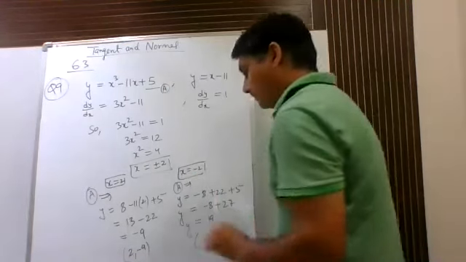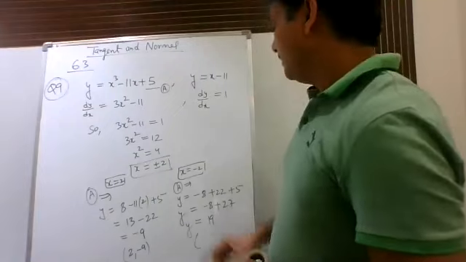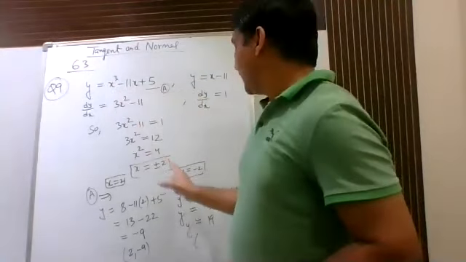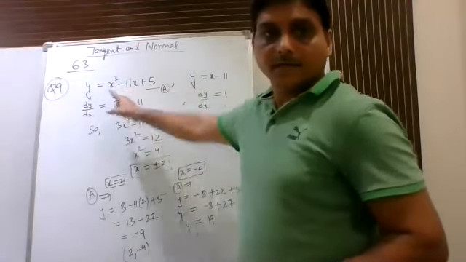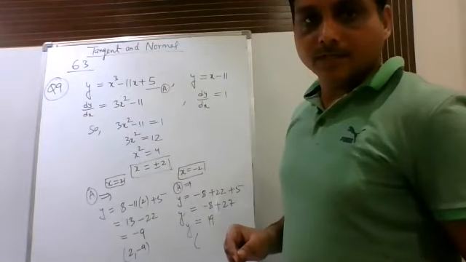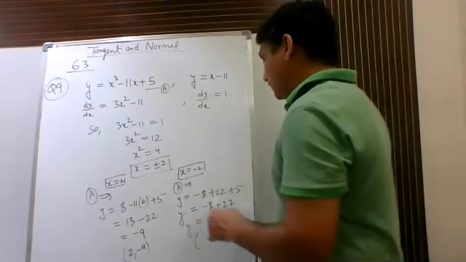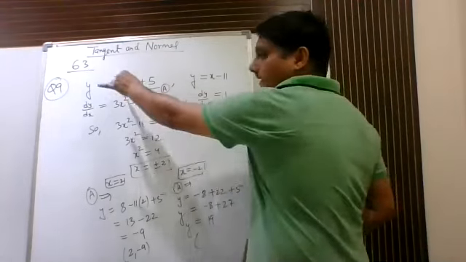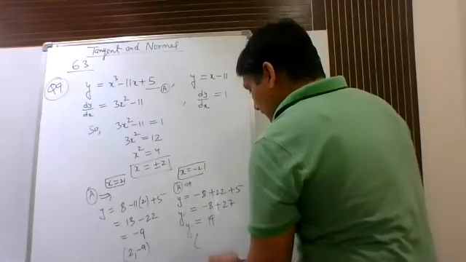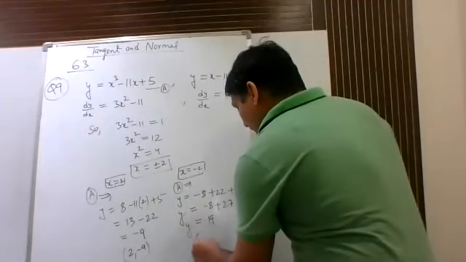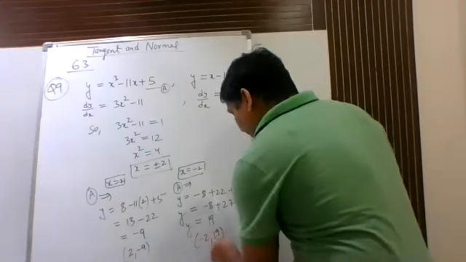Why have you taken -8? Because when I'm putting x = -2 over here, then I will get (-2) cubed, that is -8. I'm just putting the values over here and then doing calculations. So here the point is (-2, 19).